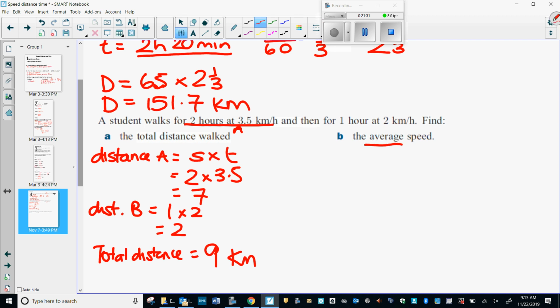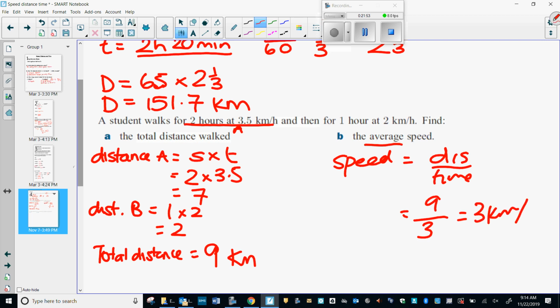So we know that speed is distance over time. For this journey, we take the total distance that we've travelled, which was 9, divided by the total time that we've taken, which was 3 hours. That's going to give us 3 kilometers per hour. We do not add the 2 speeds up and divide by 2, because we've traveled different distances for those speeds, and so it makes a big difference.